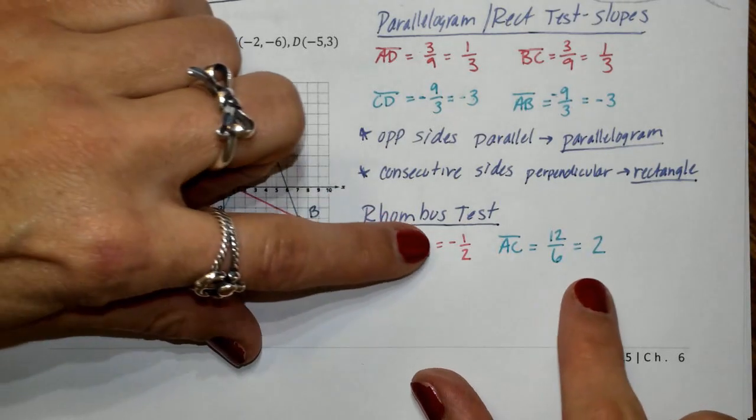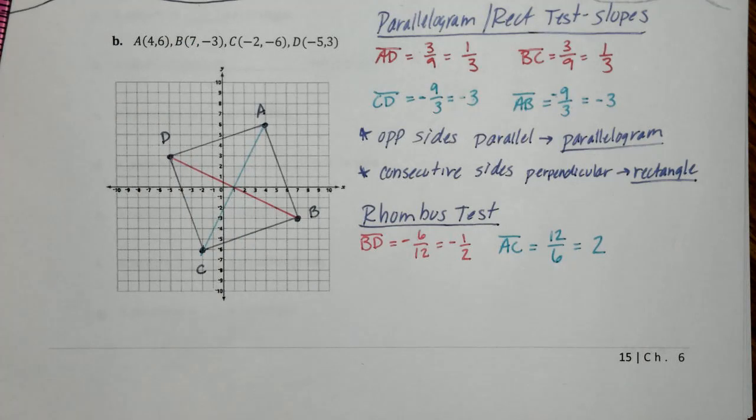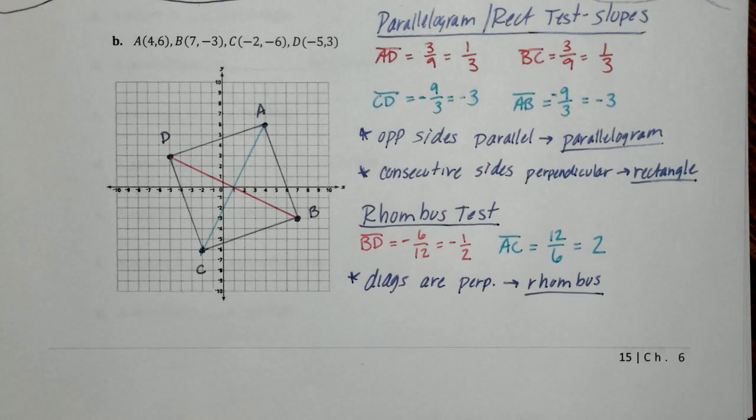So we look at -1/2 and +2. These are opposite reciprocals. Therefore, these diagonals are perpendicular. So we can conclude that, yes, this is a rhombus as well. All right, writing that down. Important that we're always writing down these properties we're using.